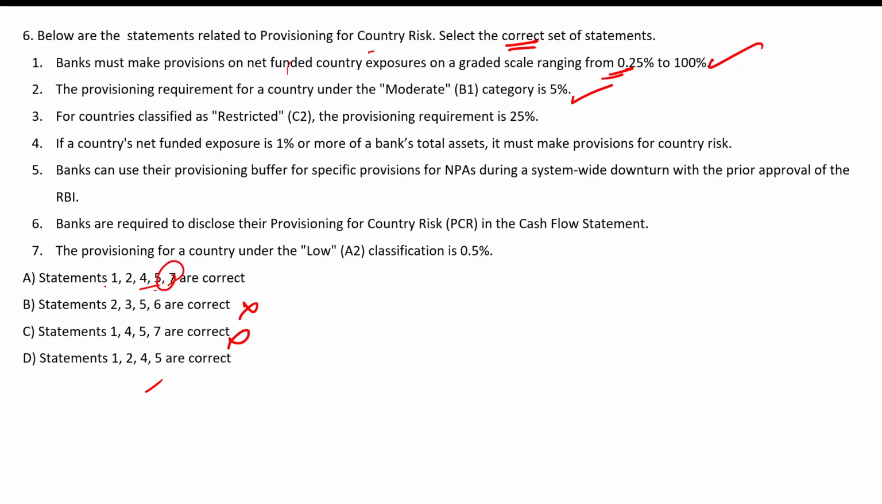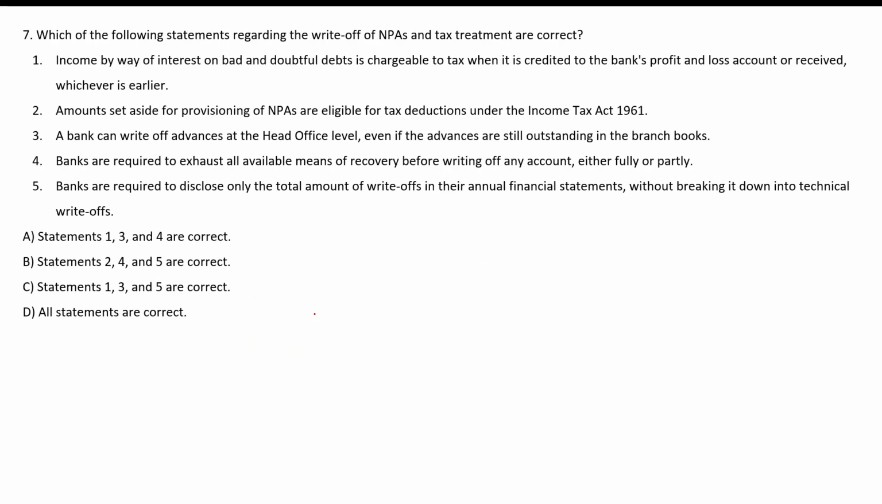Let's see 7. The provisioning for a country under low A2 classification is 0.5. No, it is 0.25, not 0.5. Hence, A is not correct, making option D as the correct answer for this question.